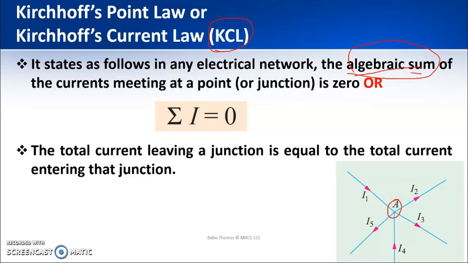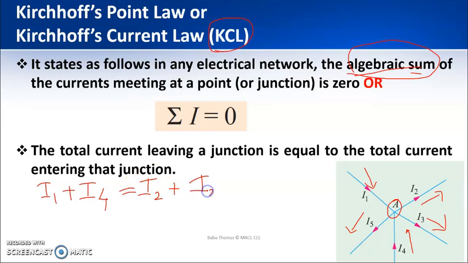So here you can say that the current I1 is coming inside, I4 is also coming inside to the junction. But the currents I2, I3 and I5 are leaving the junction. So effectively I can say that I1 plus I4, that is the total current entering the junction, is equal to the total current leaving the junction. So it is I2 plus I3 plus I5.